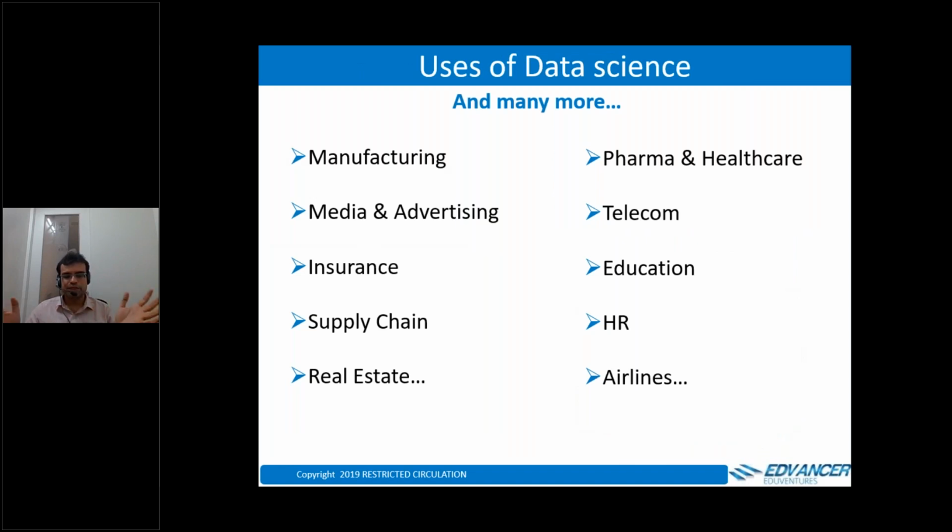So data science can be used today across any kind of industry, be it manufacturing, pharma, telecom, education, supply chain, HR, airlines, real estate, media, advertising, insurance, any and every industry. Wherever there is data, you can analyze that data, make sense out of it, make predictions, and automate decision making through machine learning, etc. Right? So there is no limit to where data science can actually be used.